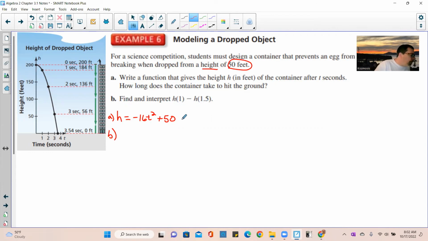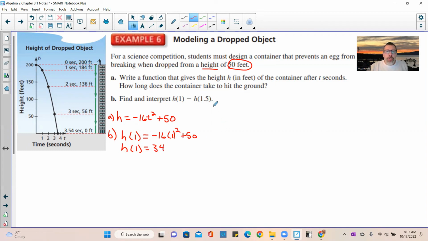So what we want to do is find h of 1, and find h of 1.5. So h of 1 is going to equal negative 16 times 1 squared plus 50. So h of 1 is going to equal, 1 squared is 1, negative 16 times 1 is negative 16, 50 minus 16 is 34.